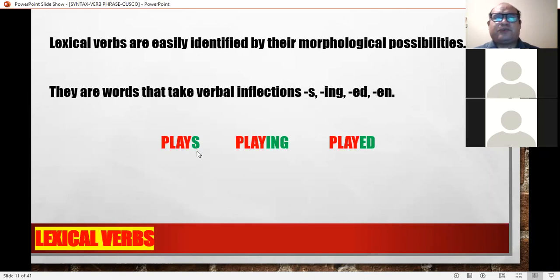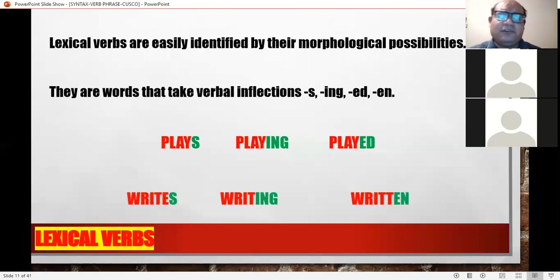The S for the present simple, third person singular, the ing we made the present participle, the ed that we made the past simple or past participle form of regular verbs, no? Because in irregular verbs we have another way, another morpheme. All right, so here is another example: writes, writing, written.